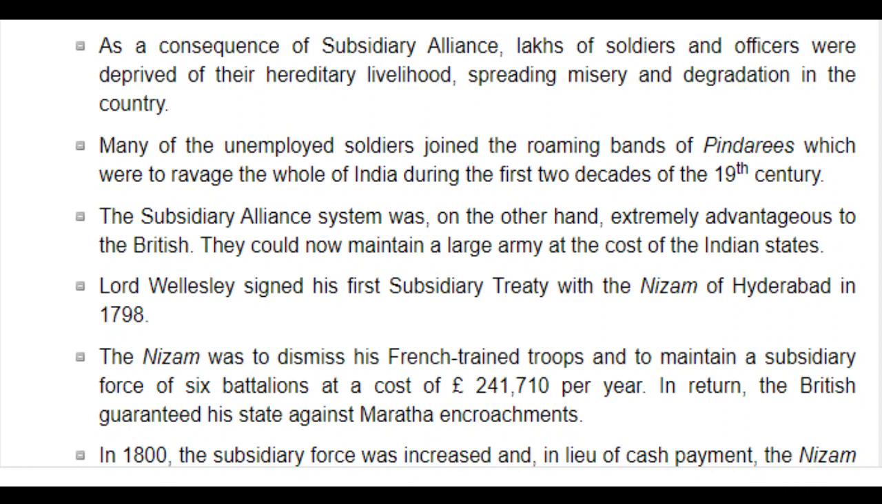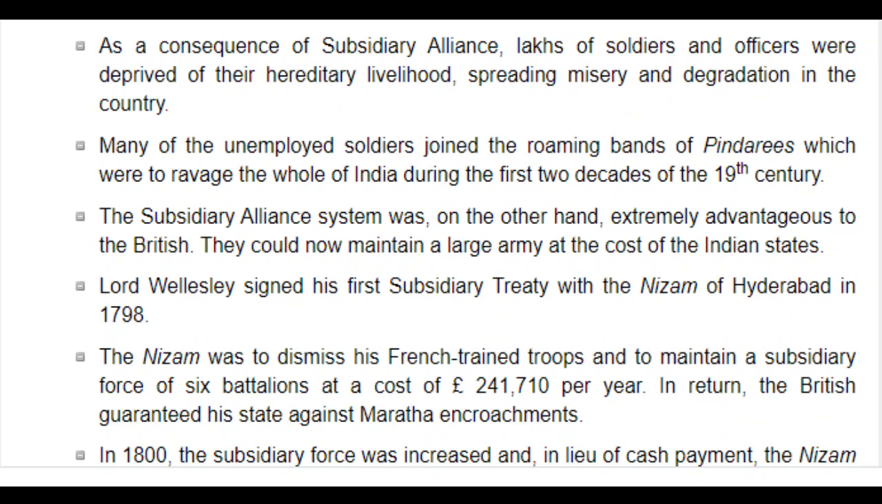The subsidiary alliance system was, on the other hand, extremely advantageous also to the British. They could now maintain a large army at the cost of the Indian states. So it was the Indian rulers who were paying for every little penny they spent on the soldiers, on the maintenance of the army. And who was getting benefited? The British were getting benefited. It was their soldiers. They worked according to their commands. But who was paying for that? The Indian people. The Indian soldiers were paying for that. So it was extremely advantageous to the British.